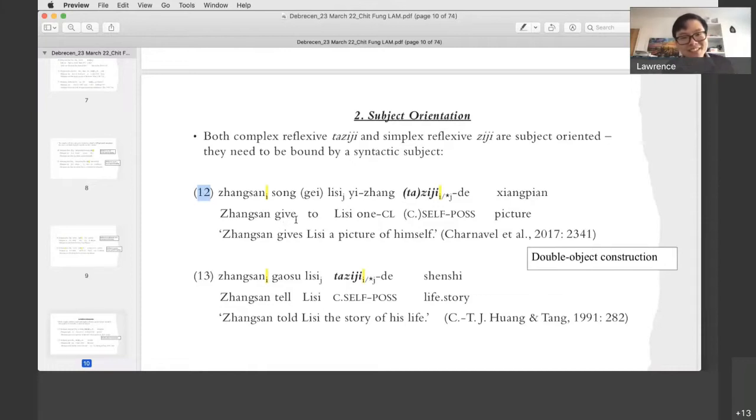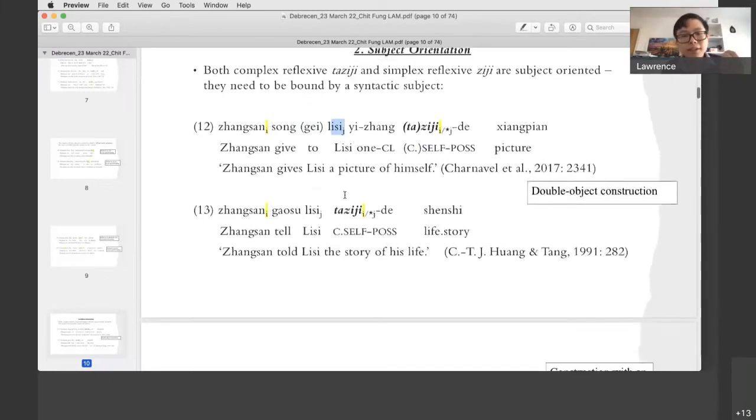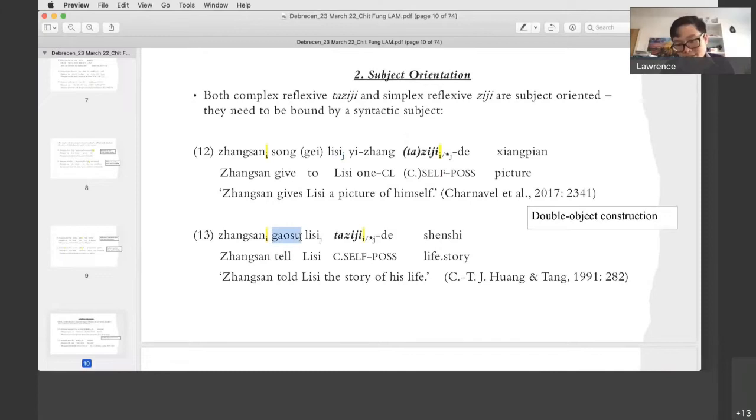So in example 12, Zhang gives Li Xu either self or complex self, a picture. Here it can only be bound by the syntactic subject, but not the object or oblique object if there is a preposition here. Similarly, we can use a similar sentence, also a type of double object construction. We see they can only be bound by the matrix subject.